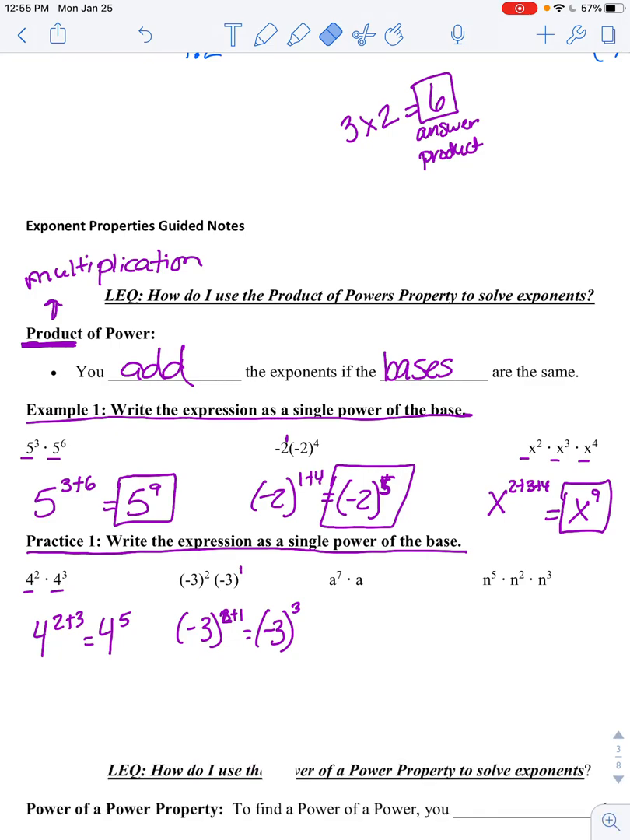Okay, then we have a to the 7th times a to the 1, so a to the 7 plus 1 is a to the 8th. Then we have n to the 5th times n to the 2nd times n to the 3rd, so that's n to the 5 plus 2 plus 3, which is n to the 10th.